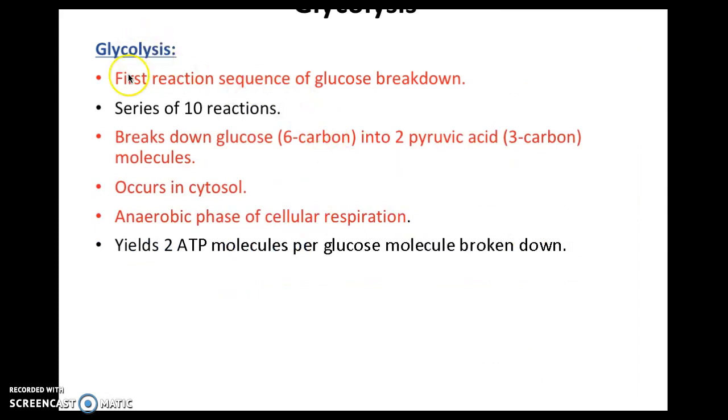Now we consider glycolysis. It's the first reaction of the glucose breakdown, so just picture a 6-carbon molecule and it's broken in half. It breaks down glucose into 2 pyruvic acids. Those are 2 3-carbon molecules. It occurs in the cytosol, that's the same as cytoplasm. And this is an anaerobic phase of cellular respiration. And remember, as anaerobic, it does produce ATP, but not a lot. So 2 ATP molecules are produced per glucose molecule that you break down.